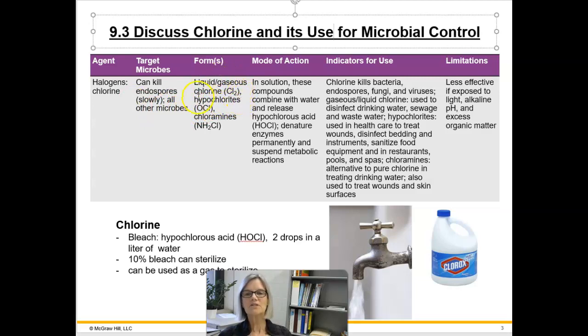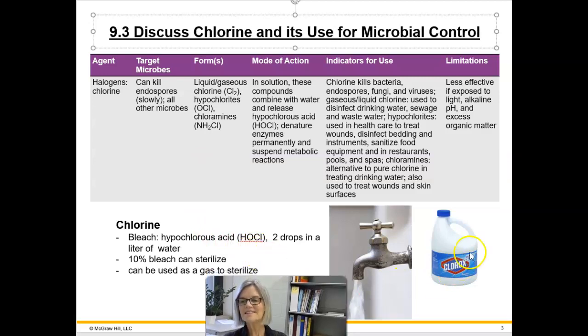The chlorine that we use quite often, here it says these hypochlorites, chloramines. One of the really common forms that we use chlorine for microbial control is from Clorox, from bleach, and that's called hypochlorous acid, or you might hear it in the form of sodium hypochlorite. And so this is a really common source of chlorine that we use in all sorts of situations. It's probably the most common agent that can sterilize that you would use at home.